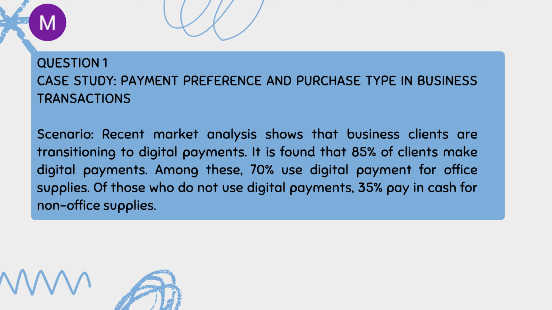Question 1. Case study: payment preference and purchase type in business transactions. Scenario: recent market analysis shows that business clients are transitioning to digital payment. It is found that 85% of clients make digital payments. Among these, 70% use digital payment for office supply. Of those who do not use digital payment, 35% pay in cash for non-office supply.